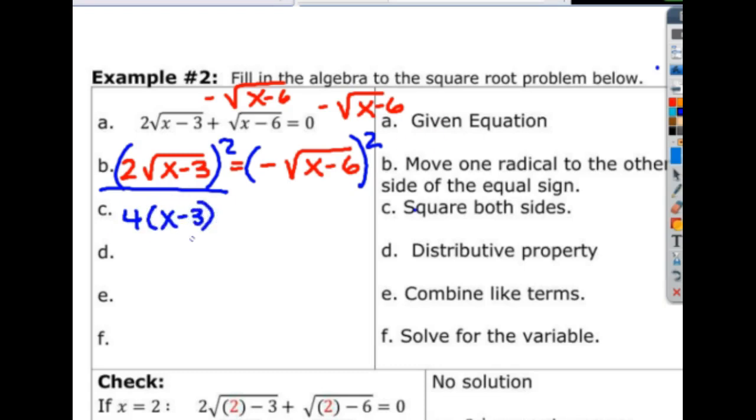This is what some people missed on the test. Negative times negative is what? Positive. And so this would be positive x minus 6 because negative times negative is a positive. Negative 6 squared is not negative 36. I don't care what your calculator told you. The calculator told you that because you put it in wrong. That was one of the things people missed on the test. And so now what am I going to do with the 4? 4x minus 12 equals x minus 6.